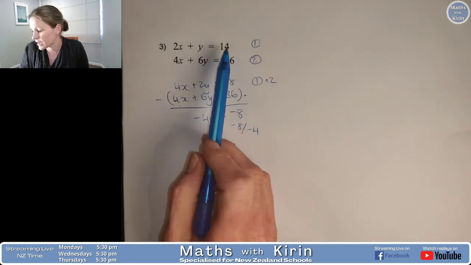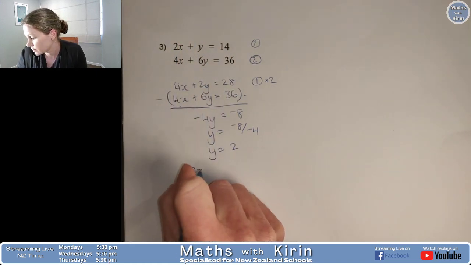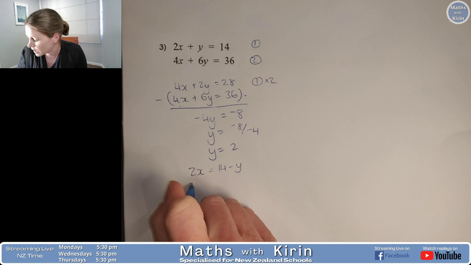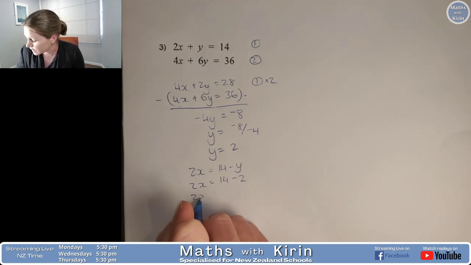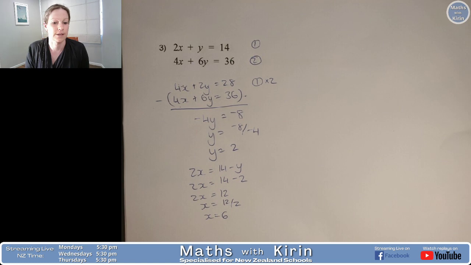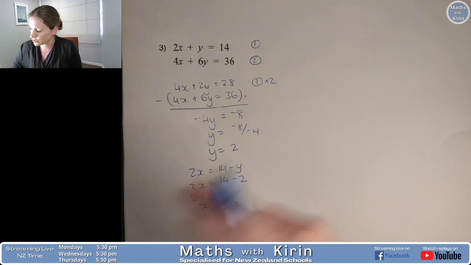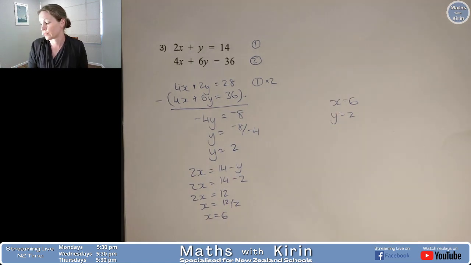Substituting in to find x, I'm going to use the top equation. So 2x is equal to 14 minus y. So 2x is 14 minus 2. So we just figured that out, which is 12. So x is 12 divided by 2, which means x is 6. So two solutions, x is equal to 6 and y is equal to 2.